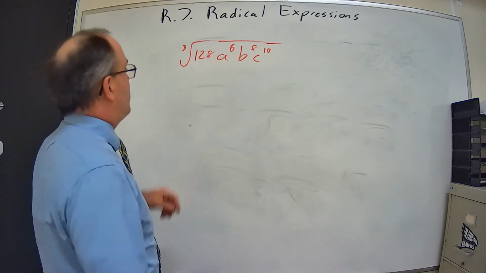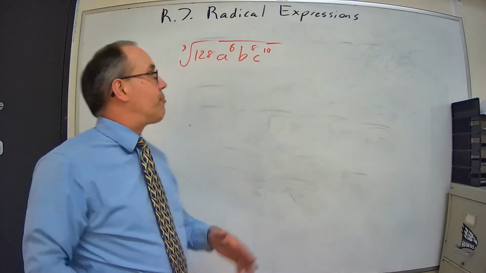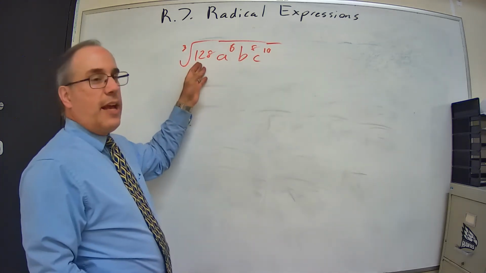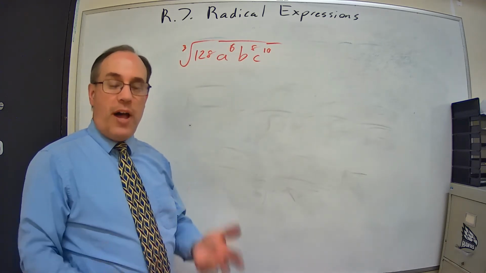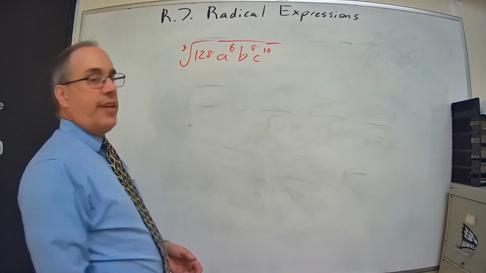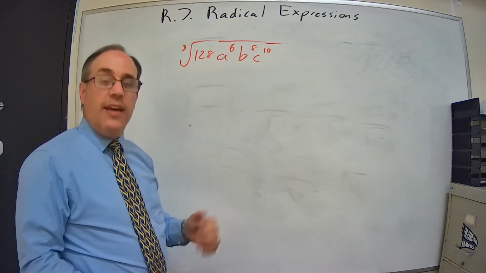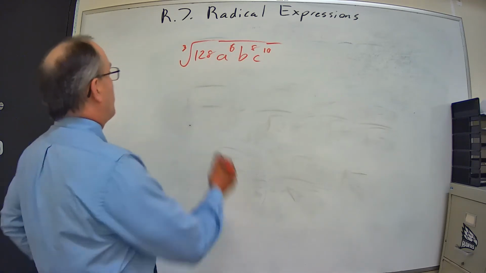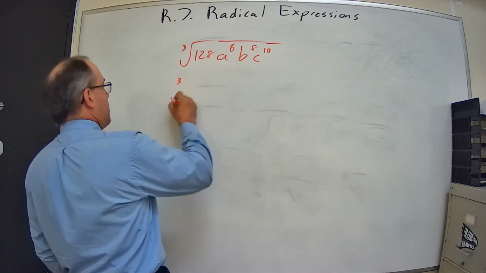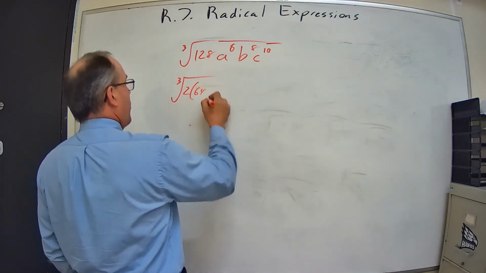So looking at this, well, 128, can I do anything with 128? I don't recognize 128 as being a perfect cube, but I do know that 64, which is half of 128, is a perfect cube. It's 4 cubed. So what I'm going to do is take this cubed root and make it 2 times 64.